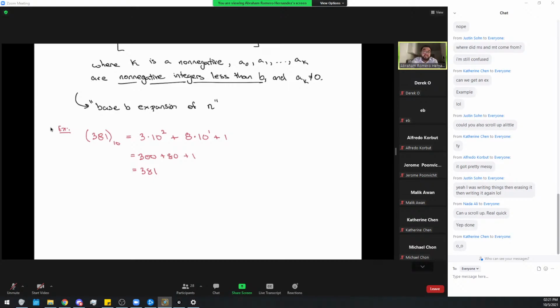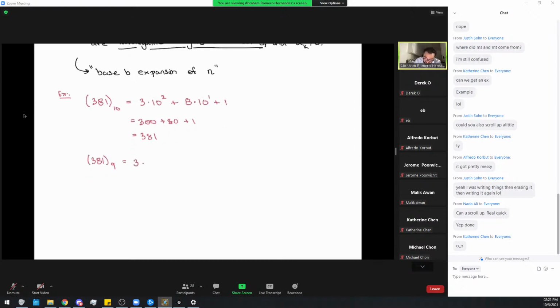Right? That does make sense. Like 381 changed to base 10. Well, yeah, it should have been 381. There should have been no difference. Any questions so far? But let's not do base 10. Let's do a different base. What if we want 381 to change to base 9? What if we're interested in base 9? Okay, what if we're interested in that one? Well, that's 3 times 9 squared plus 8 times 9 to the first plus 1.